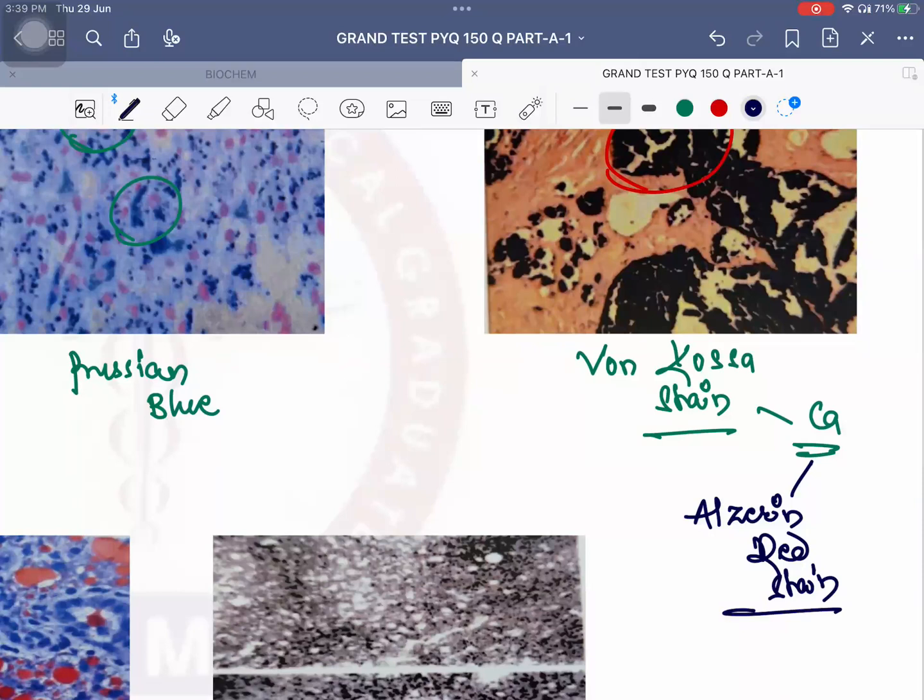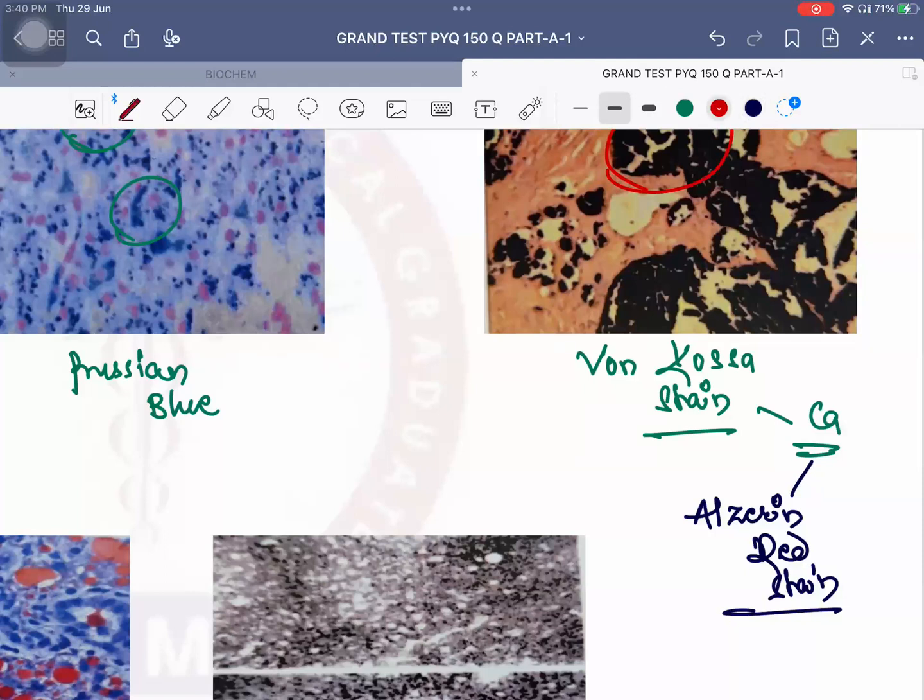Calcium deposition or calcification can be of two types: in dead, dying, damaged, degenerated, and tumor tissues, it is dystrophic calcification. But in normal living tissues, it is metastatic calcification. So psammoma bodies will be an example of dystrophic or metastatic calcification? Very good. Psammoma bodies, as they are seen in tumor cells, are an example of dystrophic calcification. Okay? No issues with this, anybody?